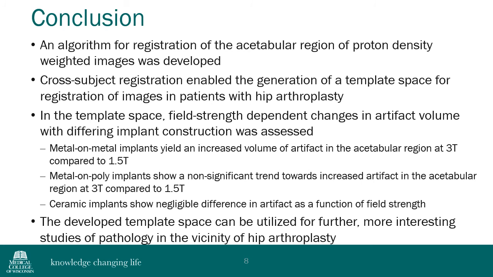Metal-on-metal implants showed increased artifact at 3T compared to 1.5T. Metal-on-poly implants showed a non-significant trend for increased artifact with field strength, and ceramic implants showed negligible difference across field strengths. This new template space can be used for further, more interesting studies of pathology in the vicinity of hip arthroplasty.